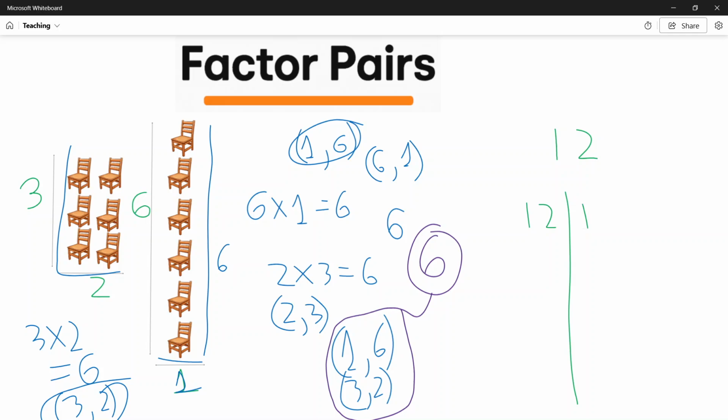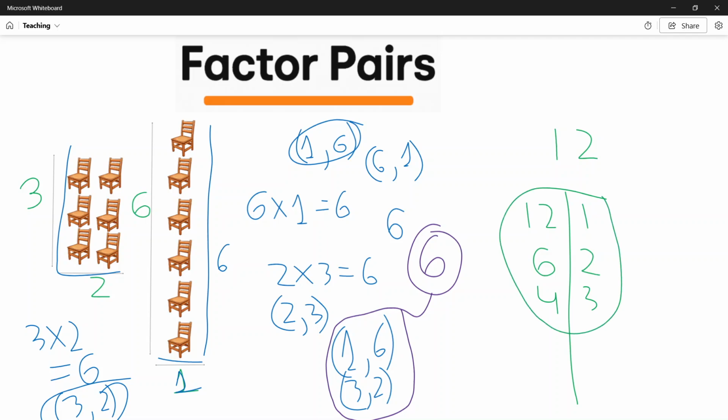We could say 6 times 2 equals 12. Does 12 go into 3? Yes, it goes 4 times 3, or 3 times 4. Does 12 go into 4? Yes, we just wrote that 4 times 3 is equal to 12, or 3 times 4 is equal to 12. 2 times 6 is 12, or 6 times 2 is 12. Then 5, 7, 8, 9, 10, 11 don't go into 12, and just 12 goes here. So we just got these three pairs.